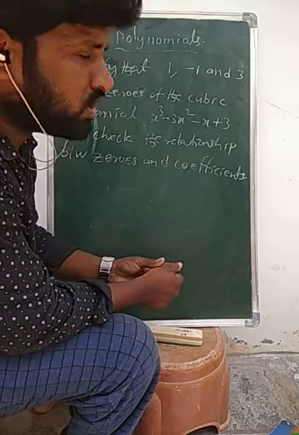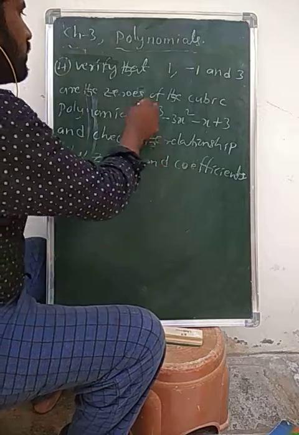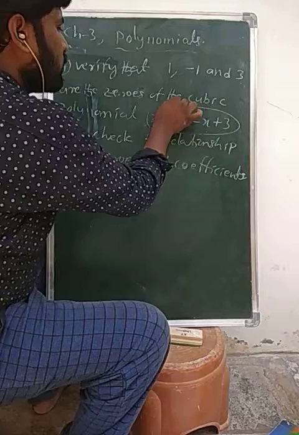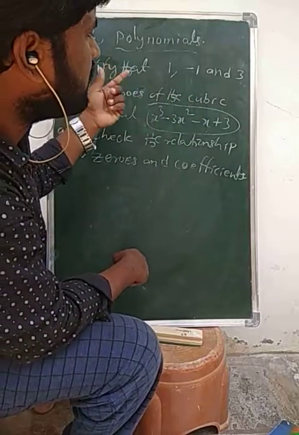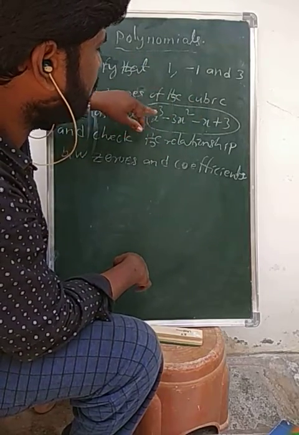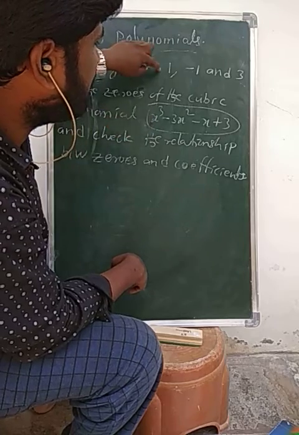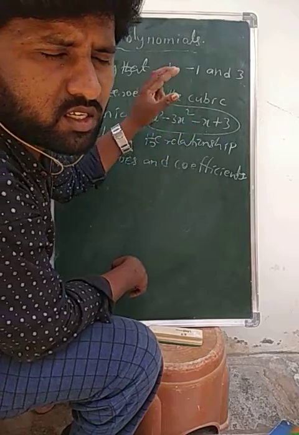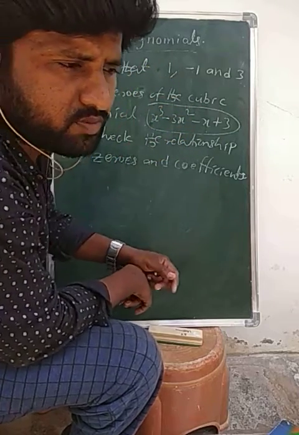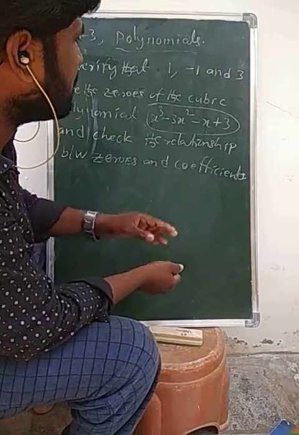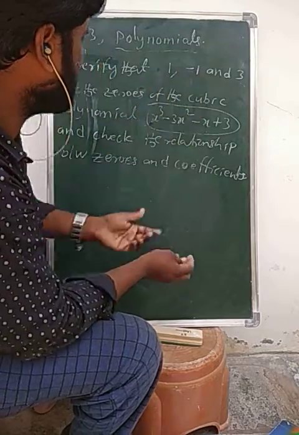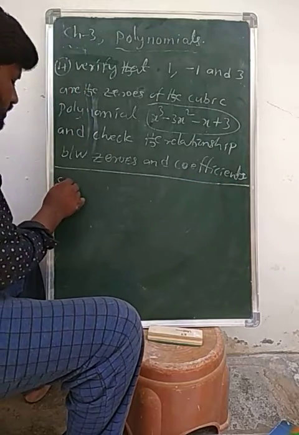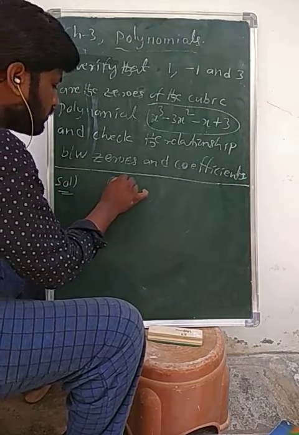First of all, we have to check whether 1, minus 1, 3 are the zeros of a cubic polynomial or not. Zeros means if you replace x with 1 and the value of the polynomial becomes 0, we can say that it is a zero of the polynomial. Yes. So first of all, in the first case, let us check the given 3 real numbers. Same solution. What is the given polynomial?